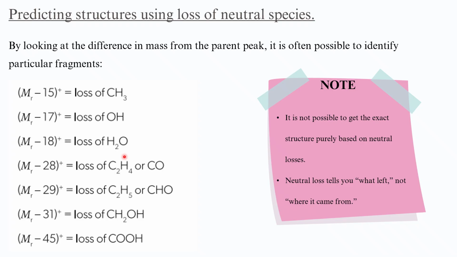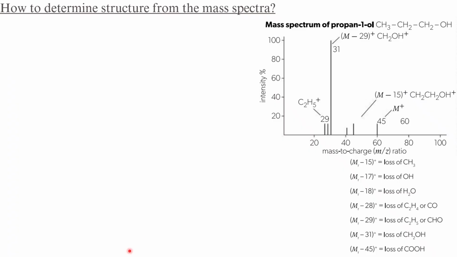So always remember that neutral loss tells you what left. It will not at all give you the information where it came from. Okay, so always remember, do not follow neutral losses purely to determine the structures from the given spectrum. Now let us understand how to determine the structure from the given mass spectrum.